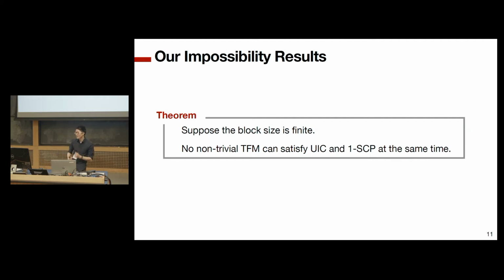Another remark is that 1SCP means the miner colludes with one user, which is the weakest coalition we can conceive. So our impossibility says that if you want your mechanism to encourage the user to always bid truthfully, it is even impossible to resist the weakest coalition we can conceive.